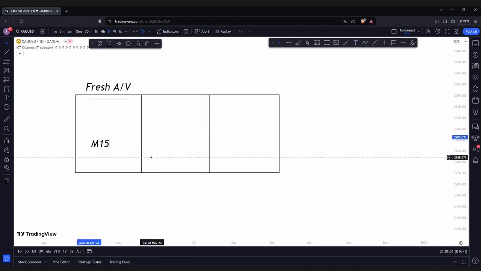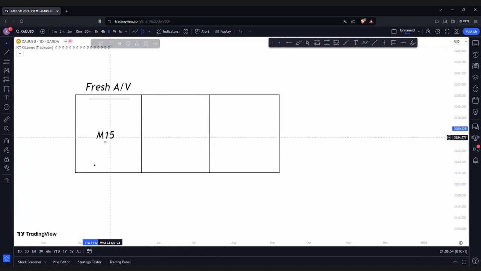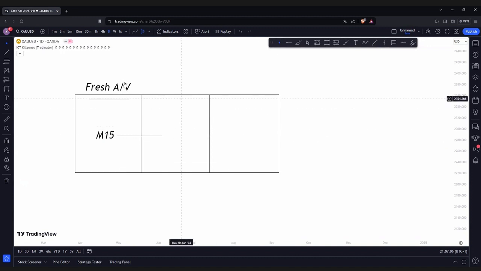M15, okay. 15, amazing. Now, once you get your fresh A and V level right here on that time frame, you're gonna drop 2 time frames lower. Okay, 2 time frames lower. So 2 time frames lower than M15 is what? M15, M5, M1. Okay, so you're gonna go to M1.